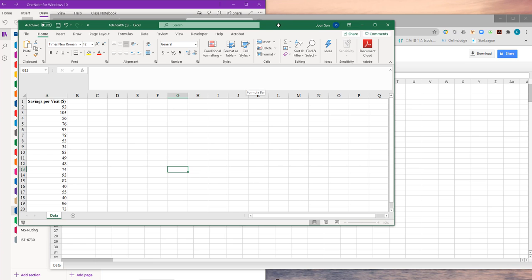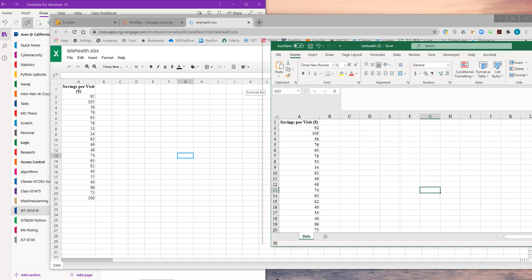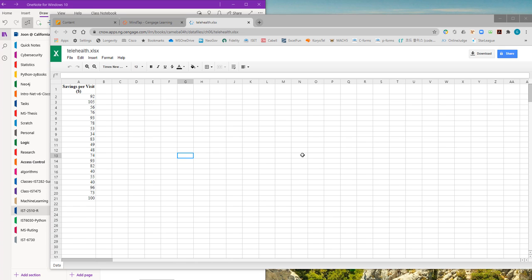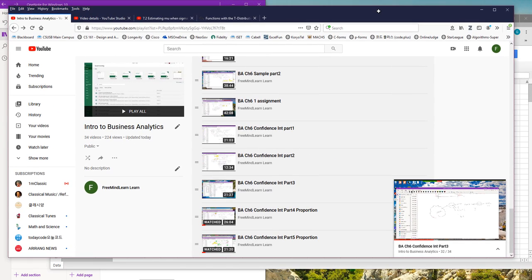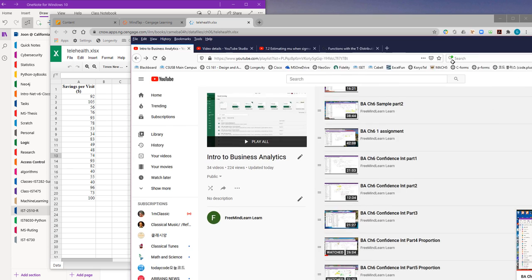For this problem, I think I showed you in class how to solve it, how to calculate the confidence interval using the Excel spreadsheet. If you go to our class YouTube site and look at BA Chapter 6 Confidence Interval part 3, it talks about how to use an Excel spreadsheet to find the confidence interval when the data is given like this.